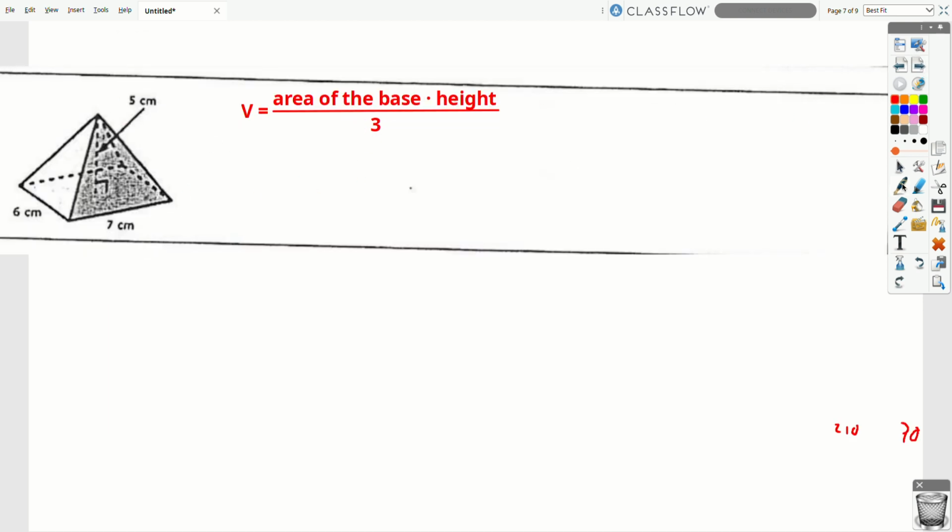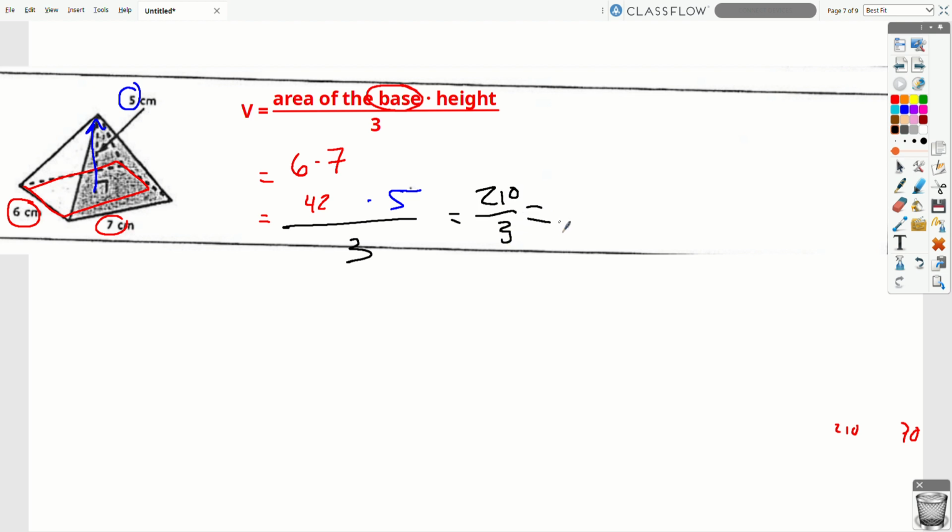And so in this instance, the shape of the base is a rectangle. As we're finding area of the base, that's going to be base times height, 6 multiplied by 7. And that gives us 42. And then we multiply that by the height, which is 5. And then we're going to divide all of that by 3. 42 times 5 is 210. Divide that by 3, giving us 70 centimeters cubed.